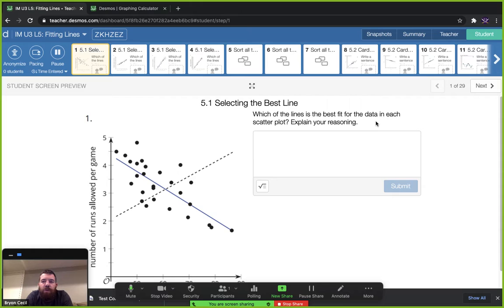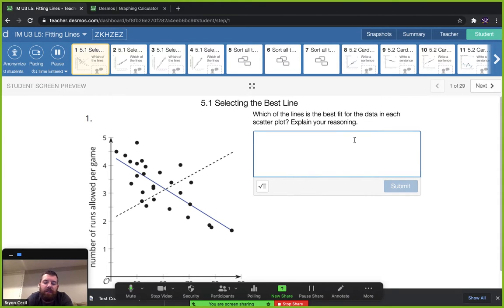This is 5.1. You can find this on your Desmos link that is in Canvas. Which line is the best fit for the data in each scatter plot? When we talk about line of fit, if you have a scatter plot and you could draw a line that kind of summarizes all of that data, what would that line look like? And so for here, would we choose the dashed line or the solid line?